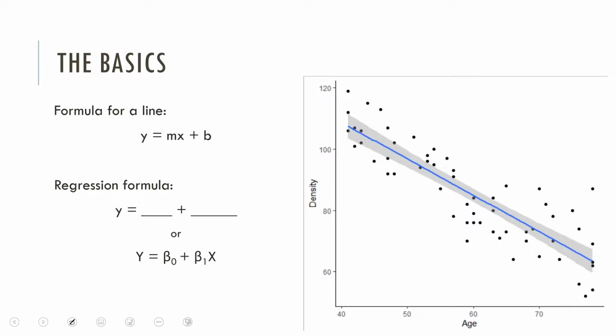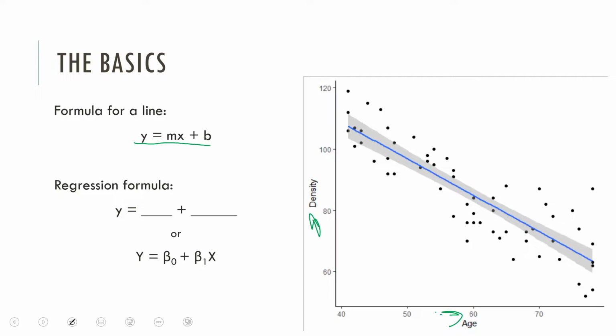Well, I've mentioned earlier that we have this idea of a slope, right? That tells us how age is affecting density here. And if you remember from algebra, way back in the day, we have this formula for a line, y equals mx plus b. And essentially, we're doing the same thing in regression. Pretty simple, except we get a lot more meaning out of it, especially now that we're working with real data. So this is the formula for a line, mx plus b.